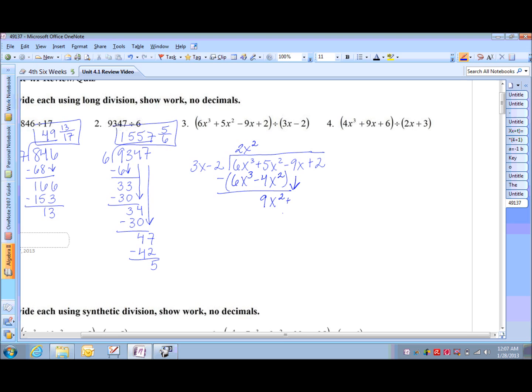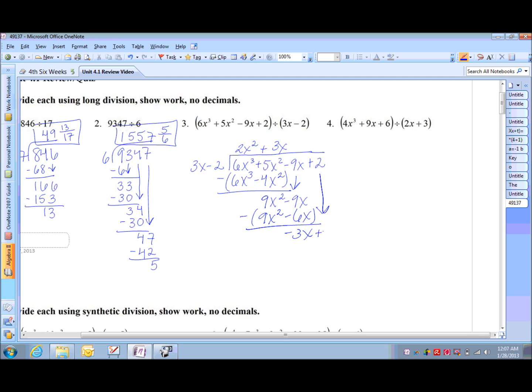We bring down the minus 9x. And now we start over again. We divide 9x squared by 3x. And that gives us a positive 3x. And now we're going to multiply 3x by 3x minus 2. 3x times 3x is 9x squared. And 3x times negative 2 is negative 6x. We subtract that, and you end up with negative 3x.